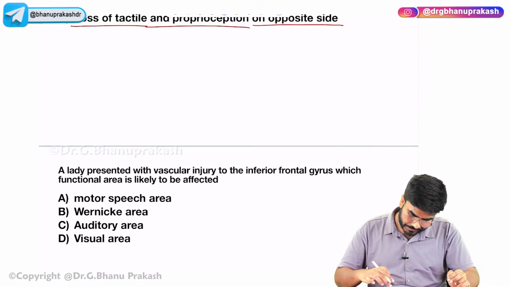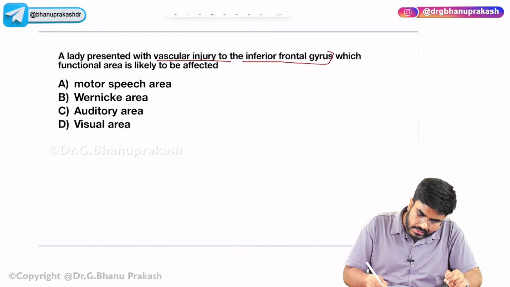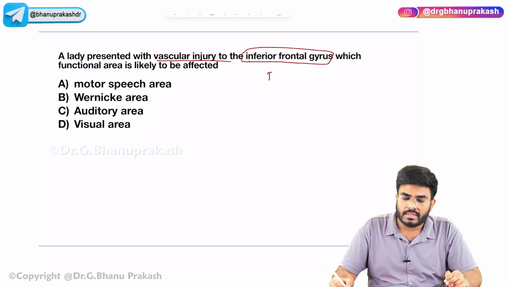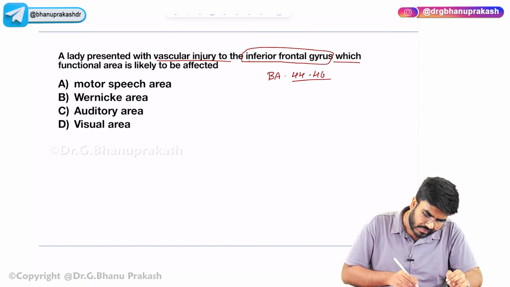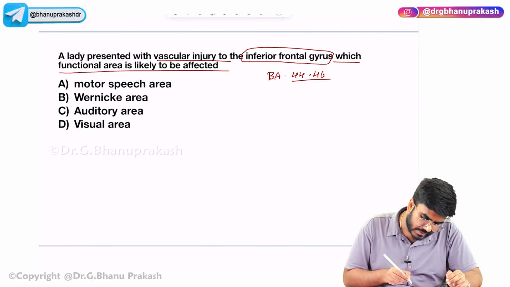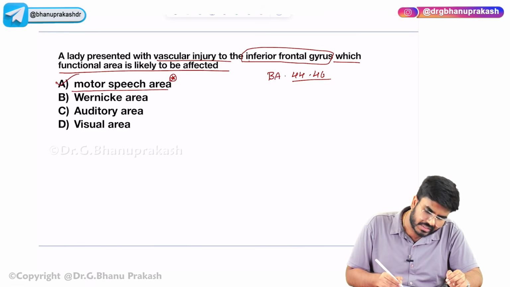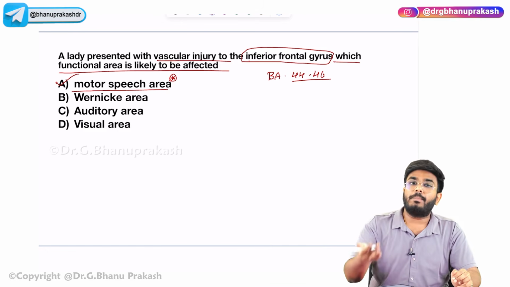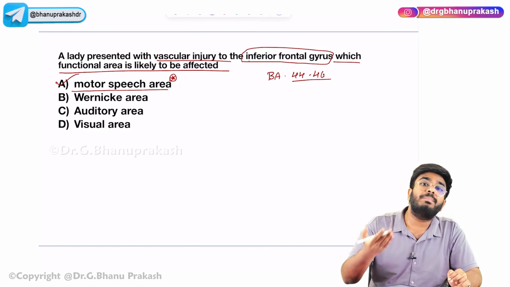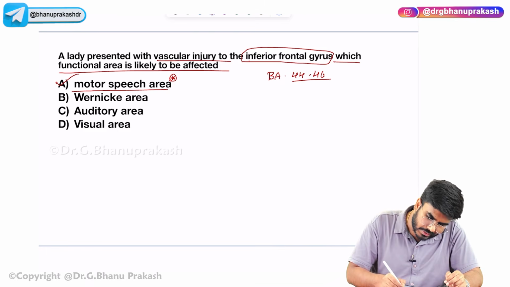Okay, next, a lady presented with a vascular injury to the inferior frontal gyrus. You already know it. Who is there in the inferior frontal gyrus? It's the Broca's area, Brodmann's area number 44 and 46. Now when the Broca's area is damaged, you tell me what happens. Which of the functional areas is most likely to be affected? It's the motor speech area. The patient is going to have expressive aphasia. He can comprehend, he can understand, but he can't speak like you and me. So the motor speech area, that is the Broca's area, is affected. So here this is the answer.